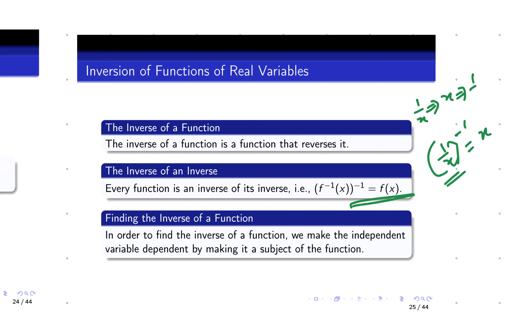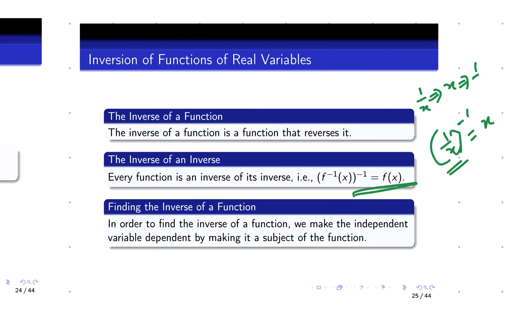So how do we find the inverse of a function? In order to find the inverse of a function, we make the independent variable dependent by making it the subject of the function. I remember the first time I came across the idea of making something the subject of a formula. It was in the third year of junior secondary school. So that's the kind of idea we're using here. If you have a function y equals something in x, to find the inverse, you make x the subject of the formula, and once you're able to do that, you change x to y and y to x, and that's the inverse of the function.